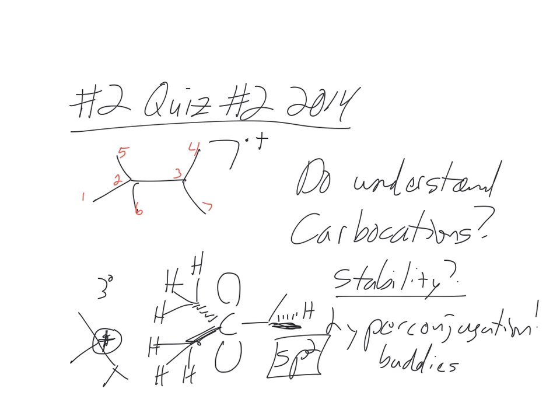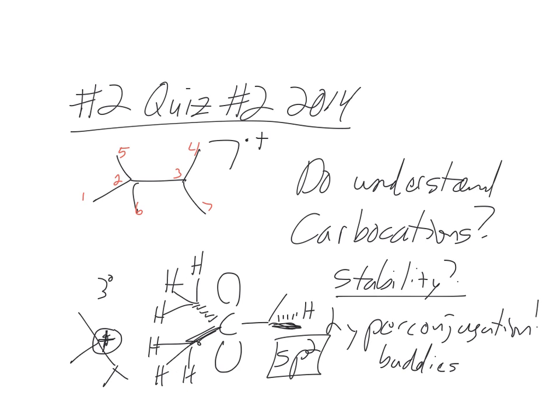Now notice, this is 1, 2 bonds away. Here's a carbon-carbon bond, but what kind of bond is that? Sigma or pi? Sigma, so it still counts. So this is 1, 2 bonds away, 1, 2, 1, 2, 1, 2, 1, 2, 1, 2.